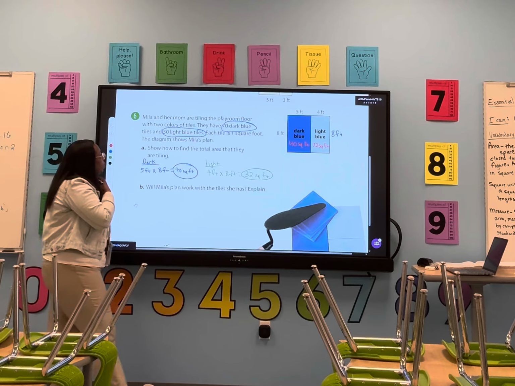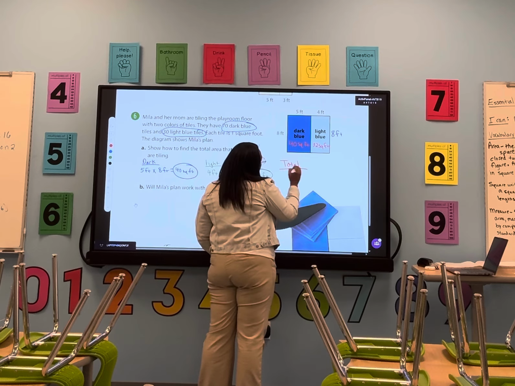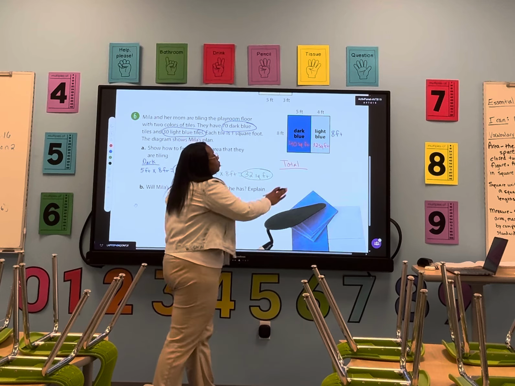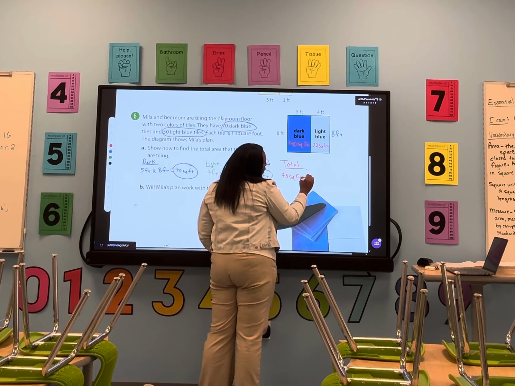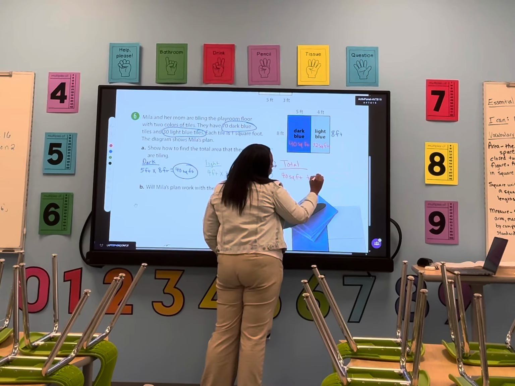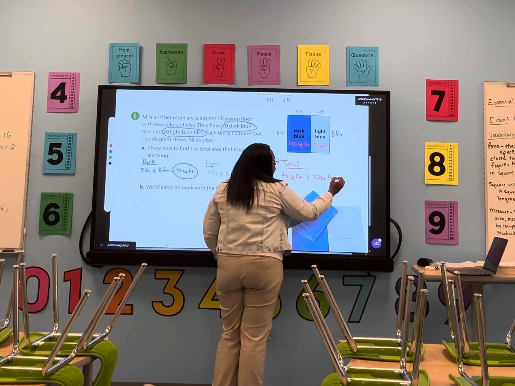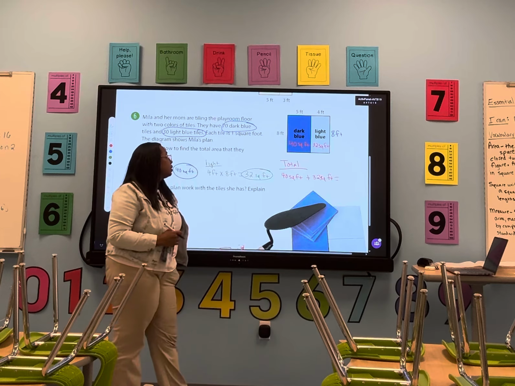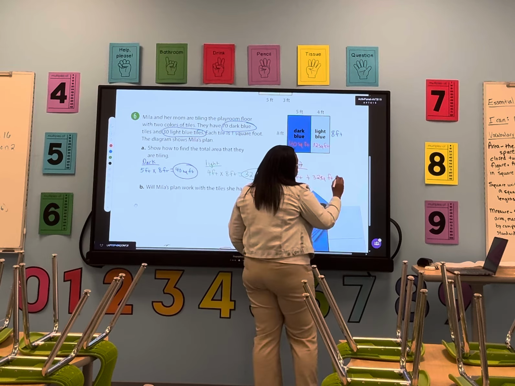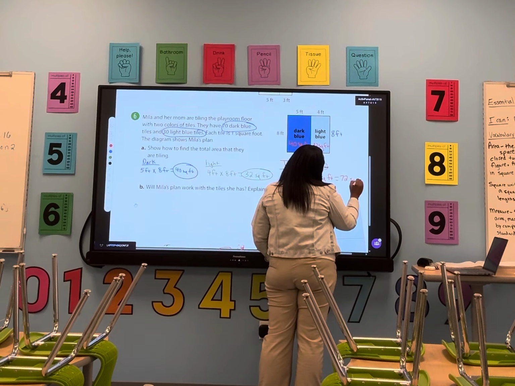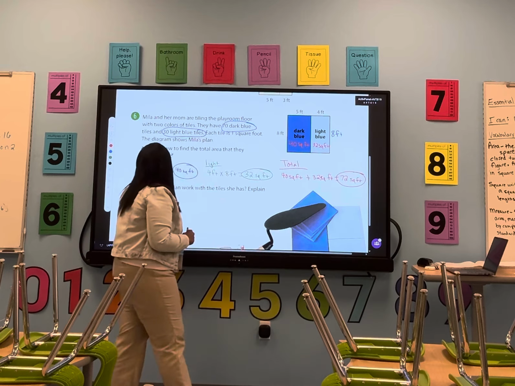So to find out the total, we have to add those two areas together. So I'm going to label this as the total. And then we're going to add our two areas. So the first one was 40 square feet for the dark, plus the light, which is 32 square feet. Okay, then once we do that, we're going to add it together. 40 plus 32 is going to give me an answer of 72 square feet. So the total is 72 square feet.